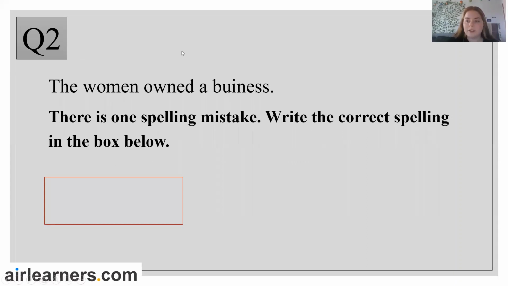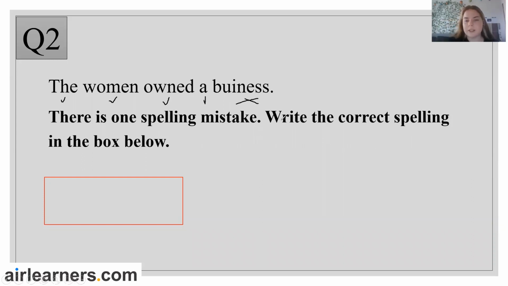So here we'll read out the sentence. The women owned a business. Now we have to find the incorrect spelling, and then we have to write the correct spelling in the box below. So let's go through each word in the sentence, and we'll try and see whether or not it's spelled correctly or incorrectly. So the is spelled correctly, women is spelled correctly, owned is spelled correctly, a is just the letter a, of course, is spelled correctly. So business here is the incorrect word.